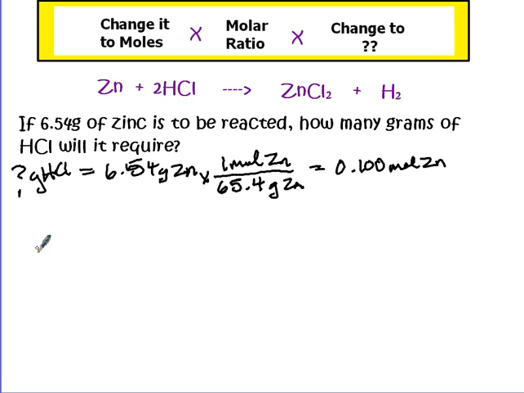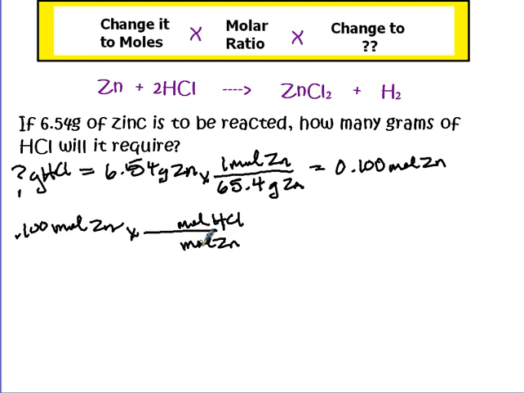Step 2. Now that I have how many moles of zinc, I'm going to use the molar ratio to make the switch between zinc and hydrochloric acid. So, starting with my 0.1 moles of zinc, I am going to set up my molar ratio. On the bottom, I'm going to put moles of zinc so it will cancel. And on the top, I'm going to put moles of the hydrochloric acid.